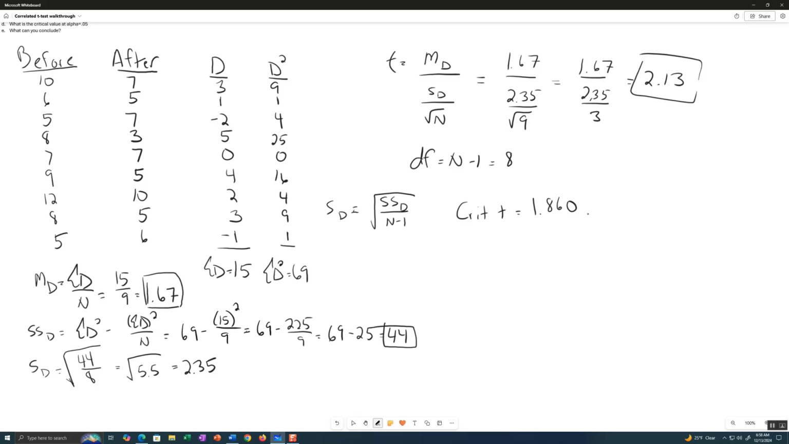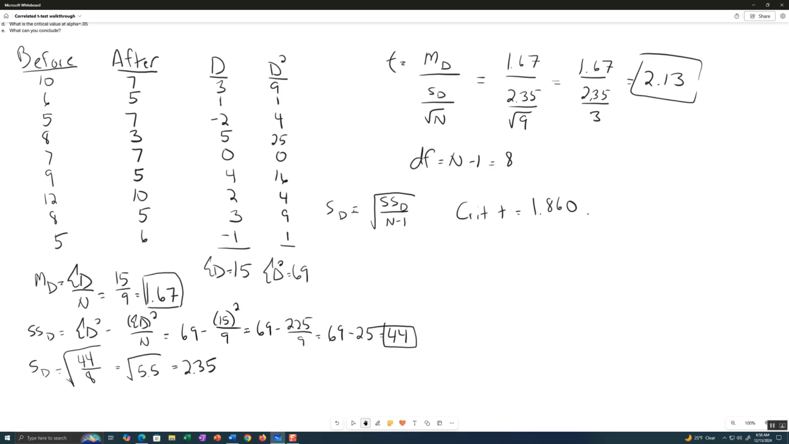Now, it's positive because we're hypothesizing a reduction. So we're expecting before minus after to give a positive value, because after should be lower than before. That's what we're expecting when we say reduction. Before minus after should be a positive value, right? So if we expect before minus after to give us a positive D value, then we expect the critical T to be positive. So positive 1.860.